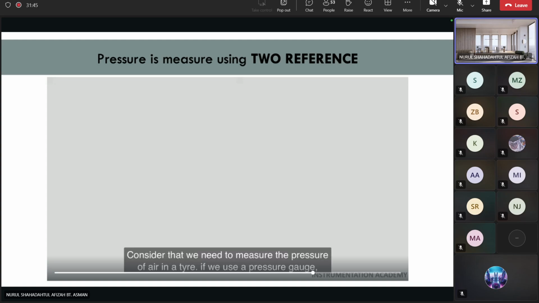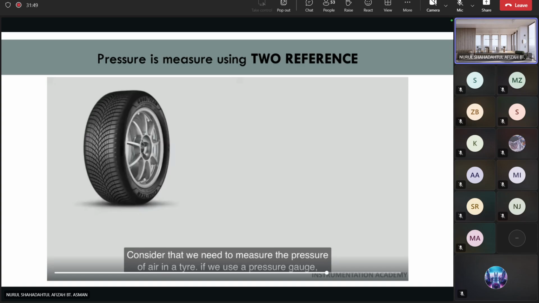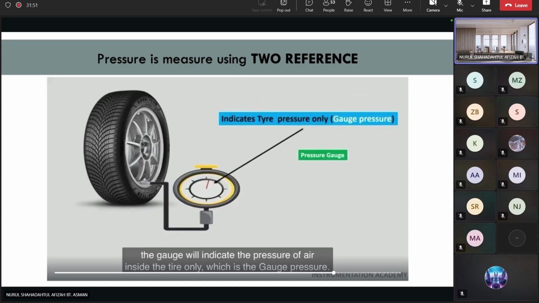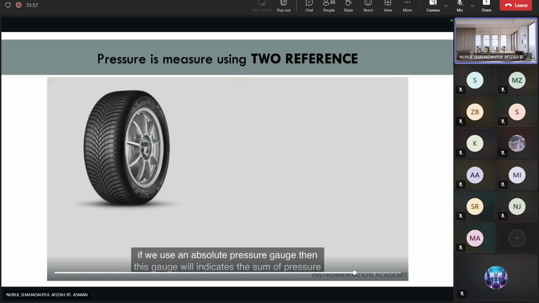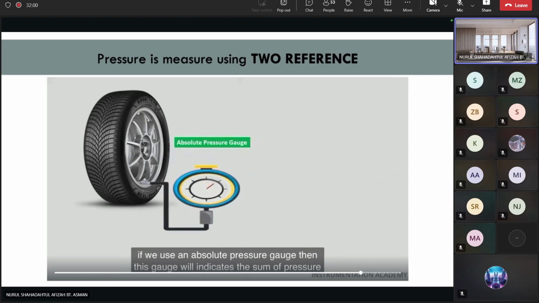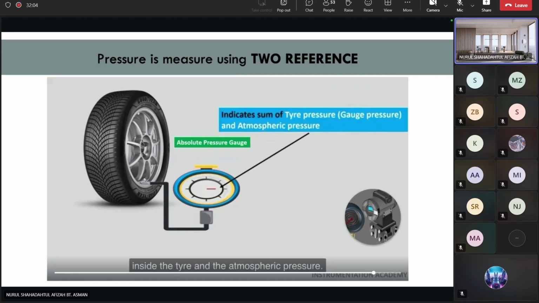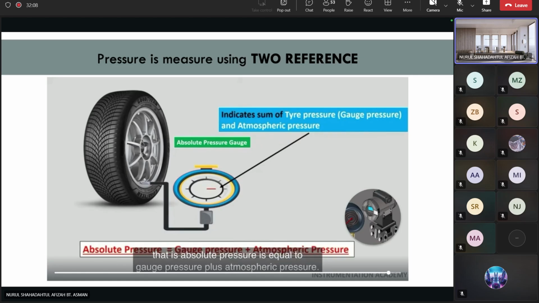Consider that we need to measure the pressure of air in a tire. If we use a pressure gauge, the gauge will indicate the pressure of air inside the tire only, which is the gauge pressure. If we use an absolute pressure gauge, then this gauge will indicate the sum of pressure inside the tire and the atmospheric pressure. That is, absolute pressure is equal to gauge pressure plus atmospheric pressure.